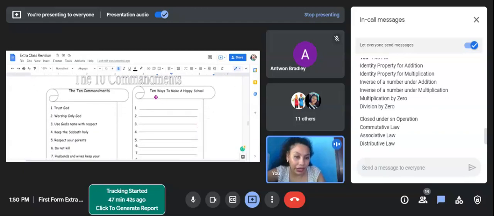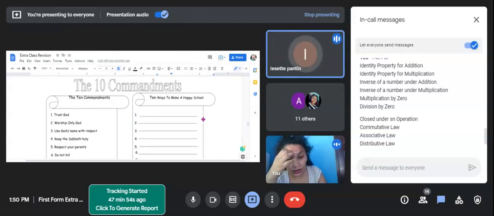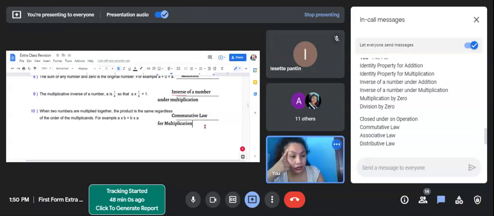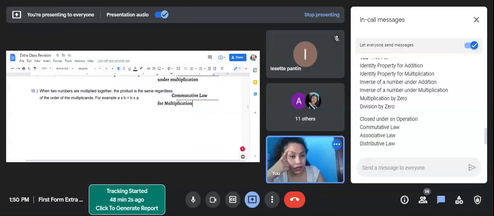The second part is this one where you have to write 10 ways to make a happy school. So, you are going to be using the 10 commandments that I have here. Number 1 says trust God. So, how can you make a rule that sounds like that? Excuse me, miss. Yes. What was the last answer? Commutative law for multiplication.